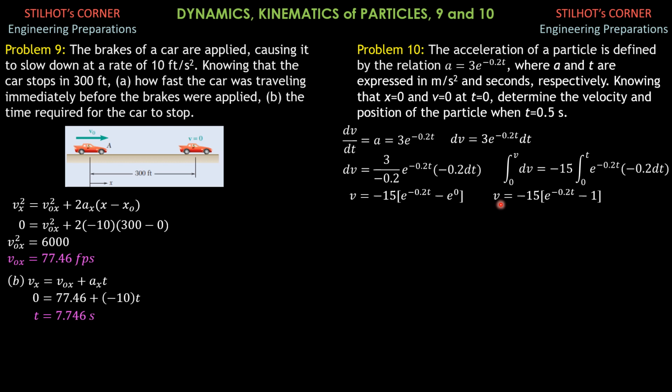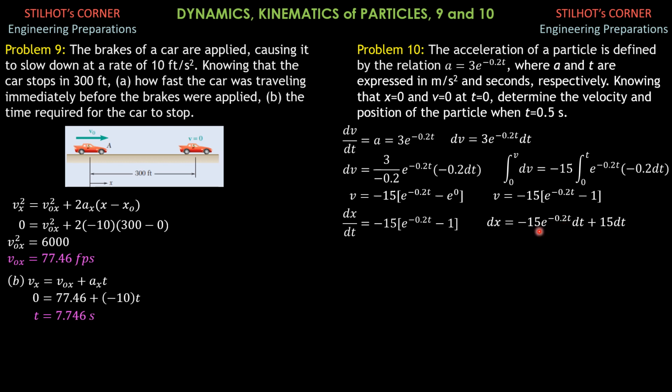So next, we replace v, which is dx/dt, to derive the expression for the position. So dx/dt equals negative 15 times e to the negative 0.2t minus 1. So that means dx is negative 15 e to the negative 0.2t plus 15 dt. So distribute: negative 15 e to the negative 0.2t dt, then negative 15 times negative 1 is positive 15 dt. Integrating with limits 0 to x for x and 0 to t for dt.